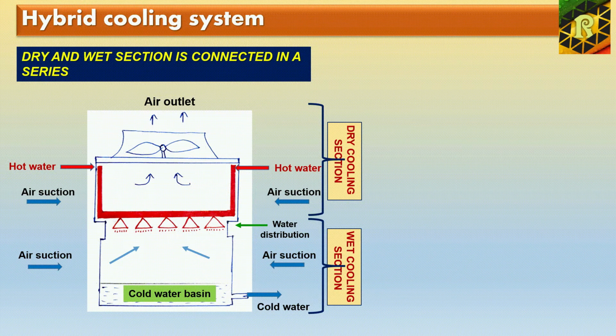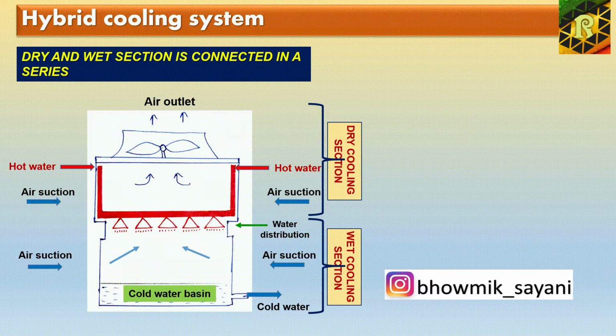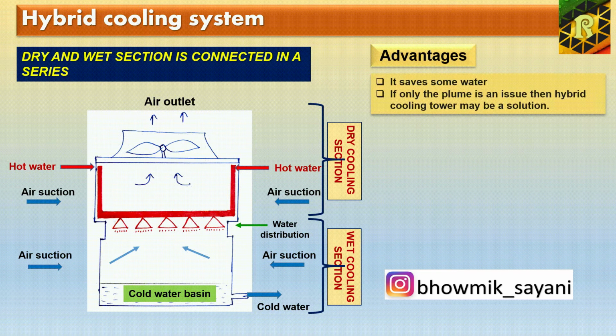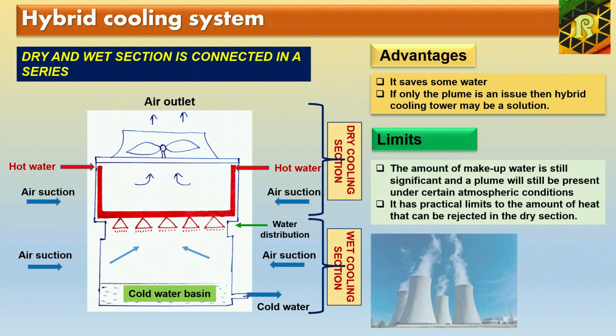Hybrid cooling tower should not be confused with parallel condensing system. In hybrid cooling, dry and wet sections are connected in series, so water is cooled through both the wet and dry sections and is then pumped through a common condenser. So reduction of plume occurs. If only plume is the problem, then in that case this kind of cooling system is used. It has some limits also. The amount of makeup water is still significant and a plume will still be present under certain atmospheric conditions. It has practical limits to the amount of heat that can be rejected in the dry section.